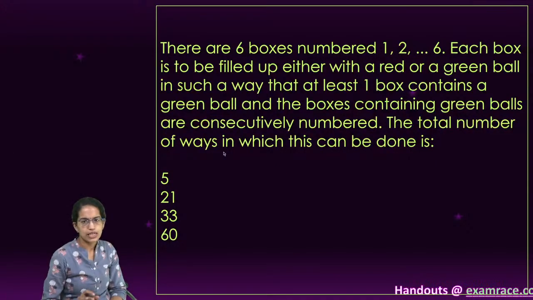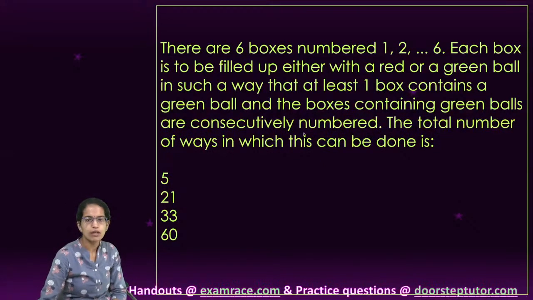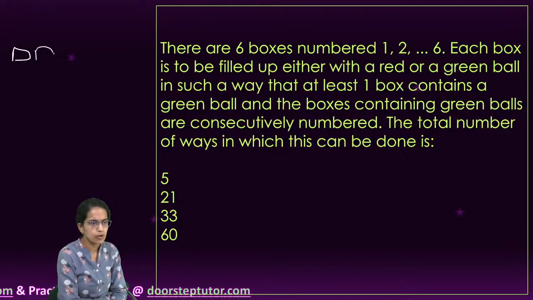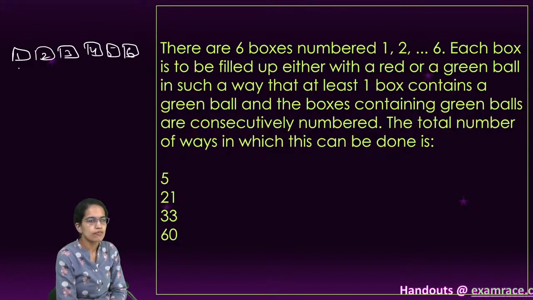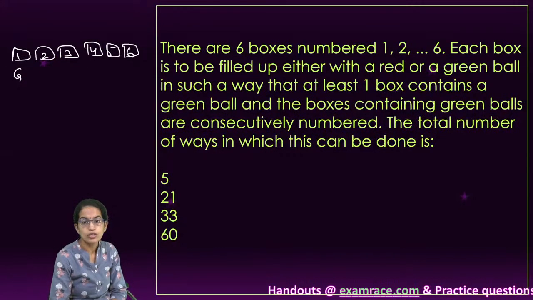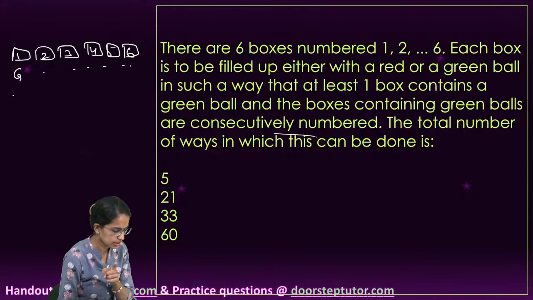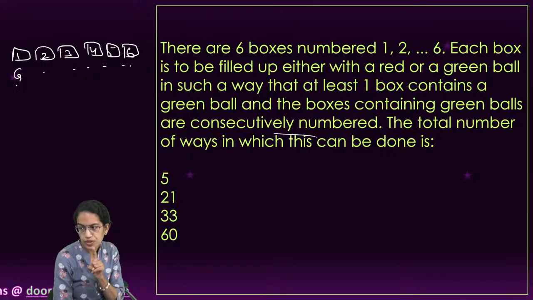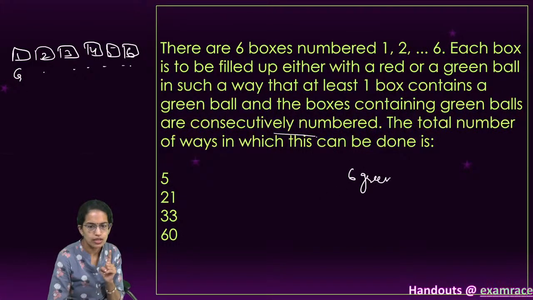Now the next question, there are 6 boxes numbered 1, 2, 3, 4, 5 and 6. Each box has to be filled up with either a red or a green ball. Now let me draw the 6 boxes first. So there is 1, 2, 3, 4, 5 and 6. So if I am putting green here and there should be consecutively green, I can put green on all these. So if all the 6 I am occupying, 6 greens, how many ways can I arrange those? I can arrange those 6 green in only one way.